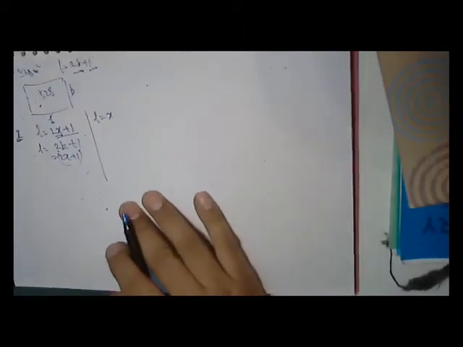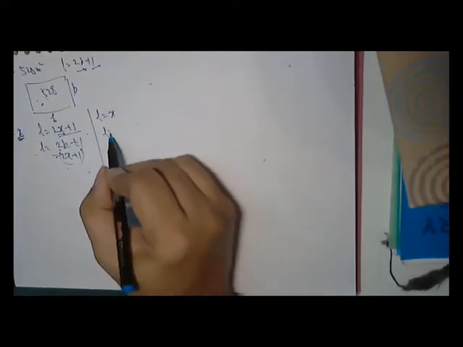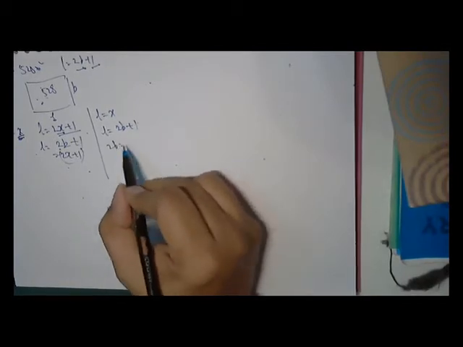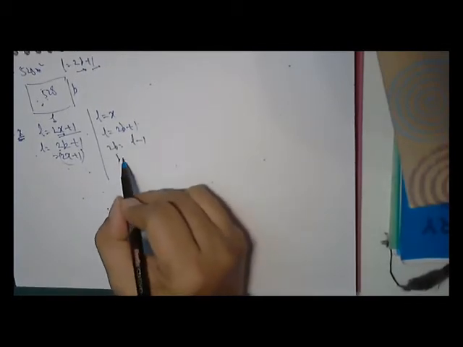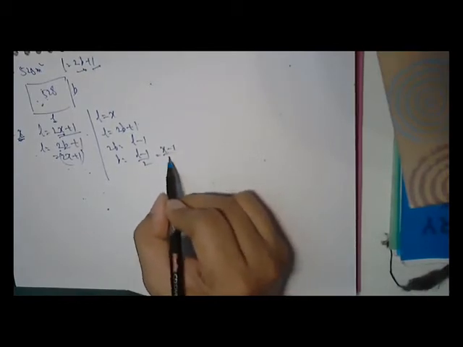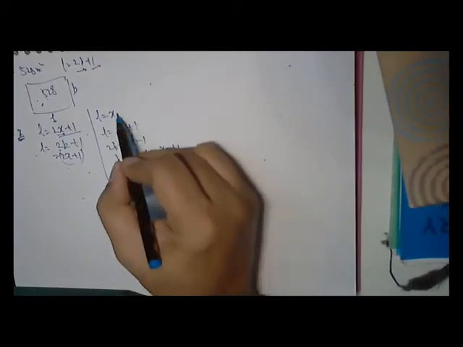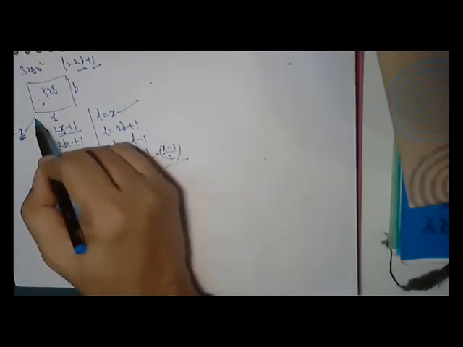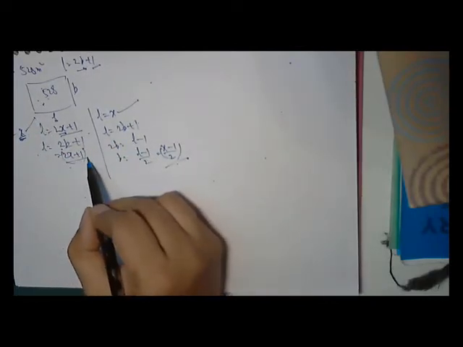In fact, we can take length also as x. Length is equal to x. Then what is breadth? Length is equal to twice the breadth plus 1. So 2b is equal to L minus 1, b is equal to (L minus 1) by 2, that is (x minus 1) by 2. I can write L as x, B as (x minus 1) by 2, or I can write B as x, L as 2x plus 1. Both are same. Now we'll solve.